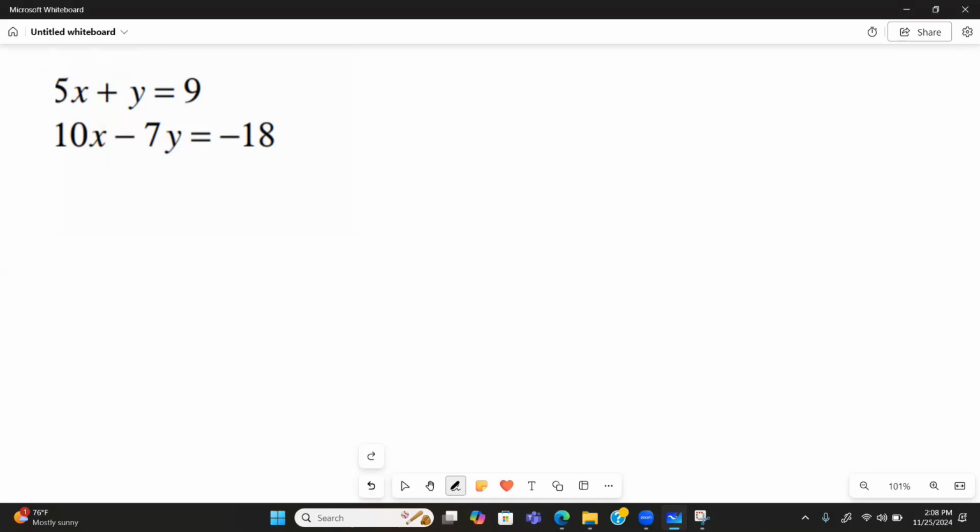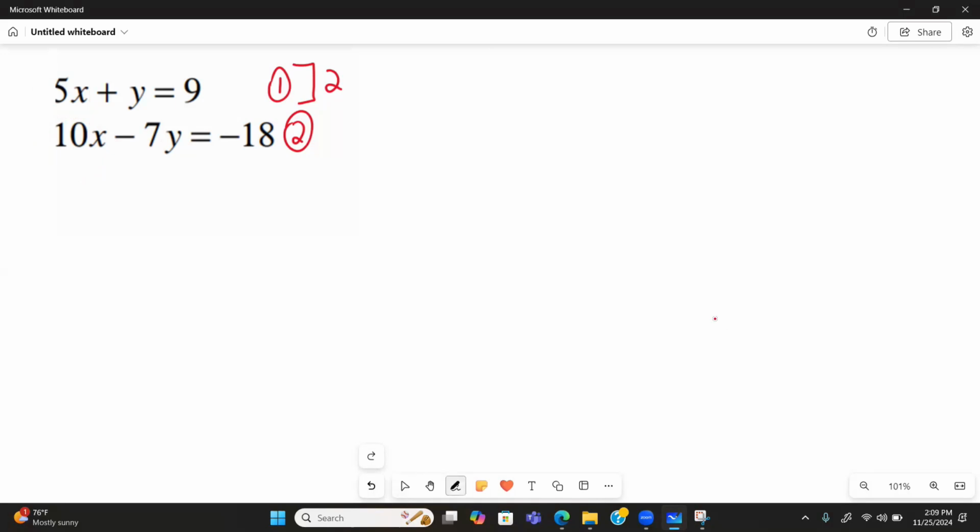So let us call this one equation 1, and let us call this equation 2. So technically, I'm creating a third equation this time. And in this third equation, I'm going to multiply equation 1 by 2. I'm doing that because I realize that 5x times 2 will give me 10x. And the moment my two coefficients are the same numeric value, then I'm good to go.